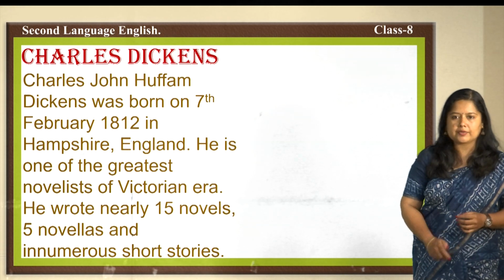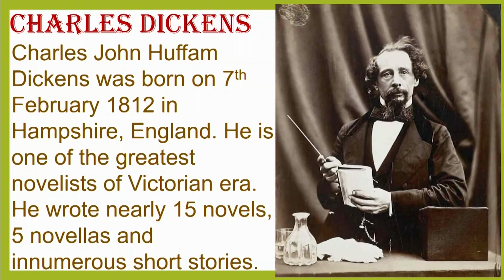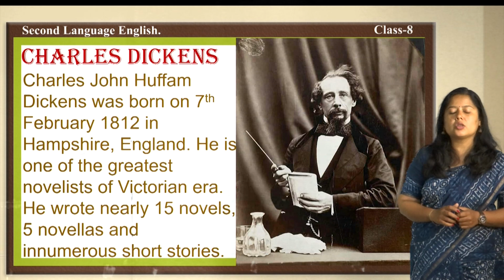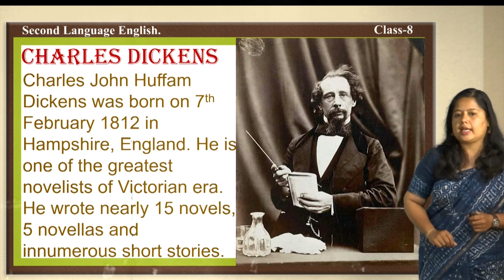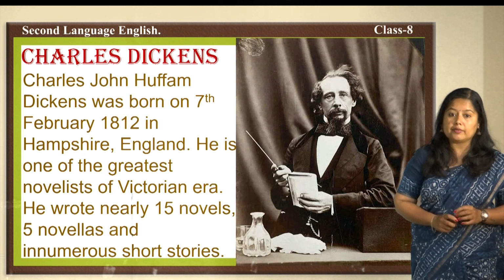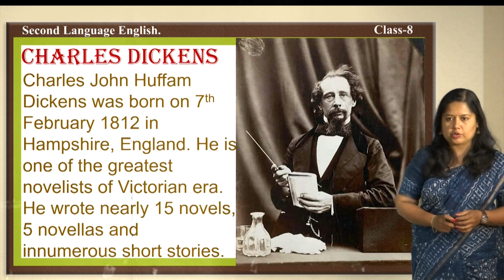You must be thinking, what is the Victorian age? The Victorian age is the timeline when the United Kingdom was ruled by Queen Victoria, that is almost 1837 to 1900. So, Charles Dickens also lived in the same timeline. So, he is recognized in that era, the Victorian era. He wrote nearly 15 novels, 5 novellas and innumerable short stories.